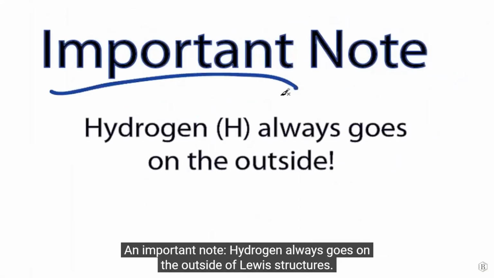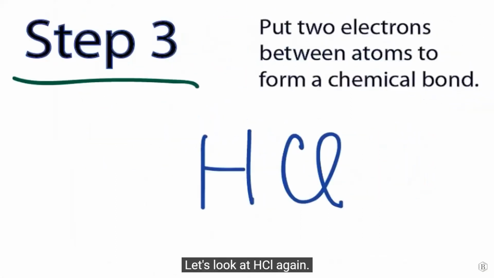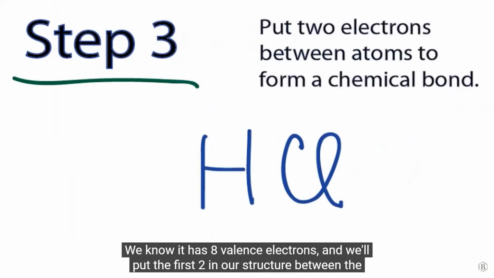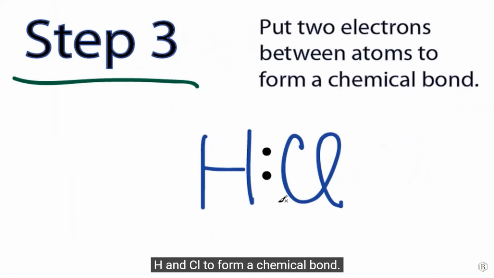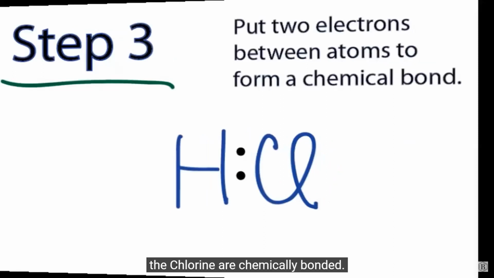An important note, hydrogen always goes on the outside of Lewis structures. Always. Seriously. Let's look at HCl again. We know it has 8 valence electrons, and we'll put the first 2 in our structure between the H and Cl to form a chemical bond. That's important. By putting those 2 electrons there, we're showing that the hydrogen and the chlorine are chemically bonded now.